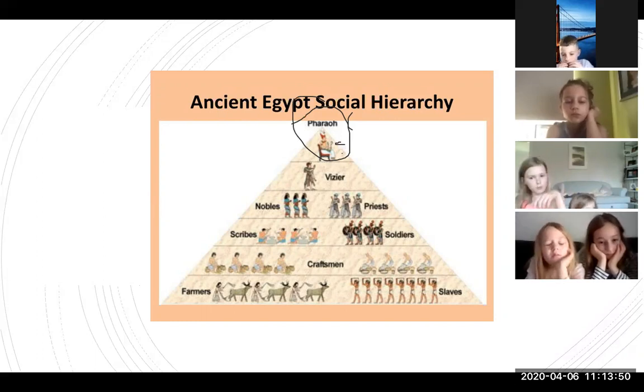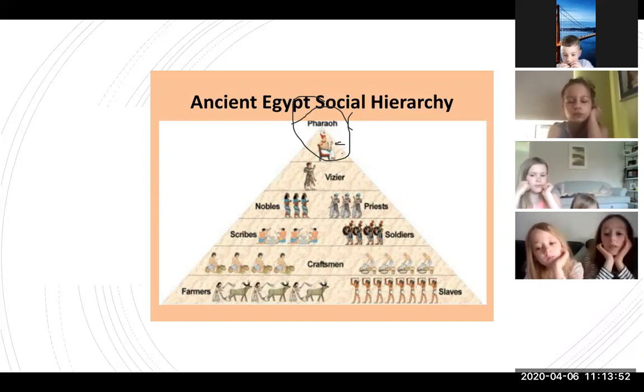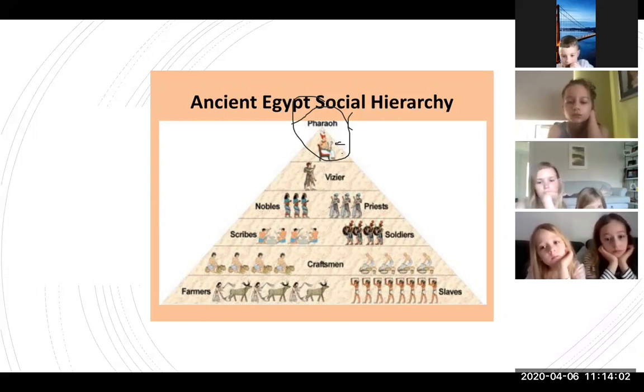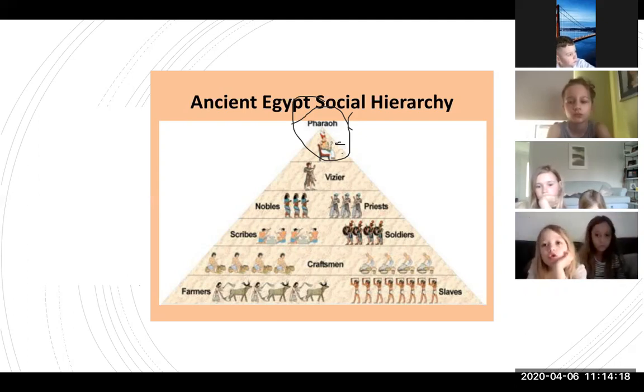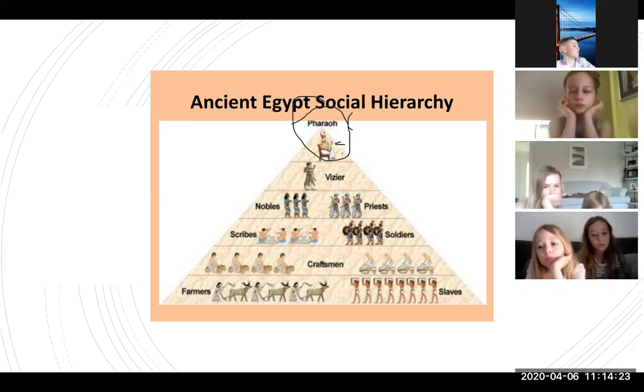Right at the bottom, we had our farmers and slaves, who you could argue did most of the work, and without them the rest of ancient Egypt and the empire wouldn't have been able to work, but they were at the bottom. Above that we had our craftsmen who made things like pottery, weapons, things like that. We had our soldiers and scribes. Our scribes were the people that wrote the scrolls that we've later dug up today. Our nobles and priests, who were the religious men. The viziers, who were basically the supervisors to the pharaoh, and then right on the top we had the pharaoh, which is a bit like our modern day king and queen or prime minister, something like that.